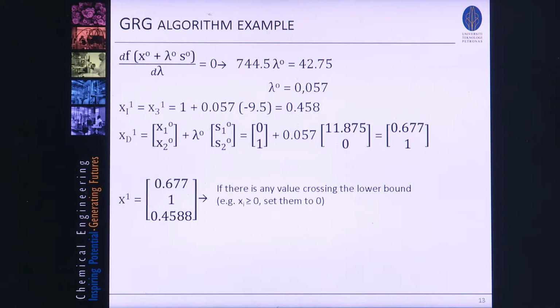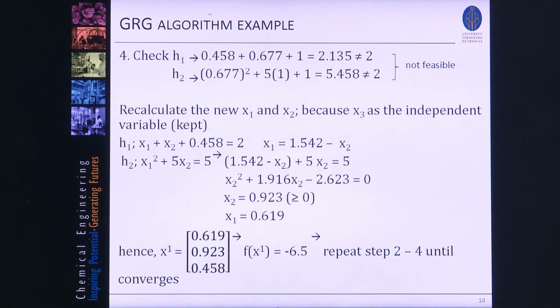Now we see if any of these is crossing any lower bound, for example, and then we have to set them to 0. Or in this case, if the lower bound has to be positive, you have to make them back to positive. If the lower bound is 1, that means we have to make this into 1, and make this into 1 as well.